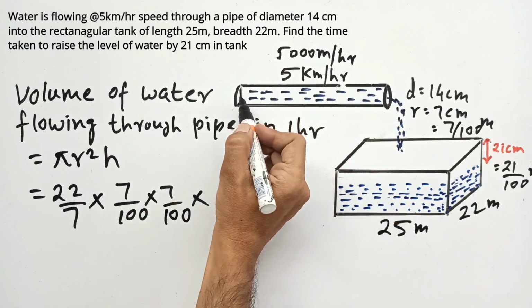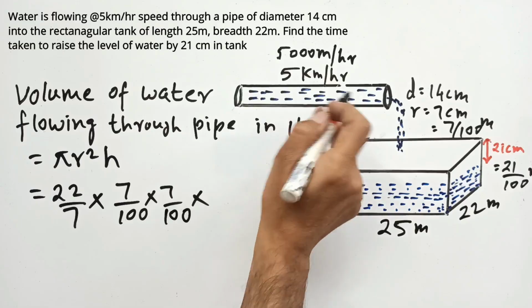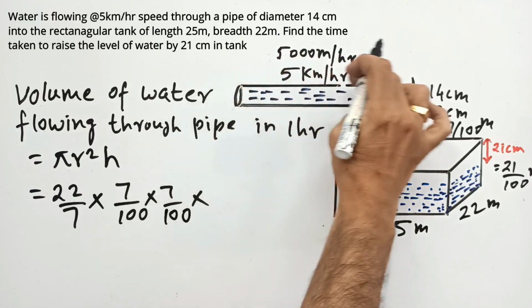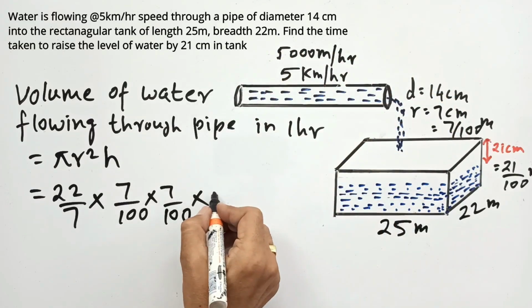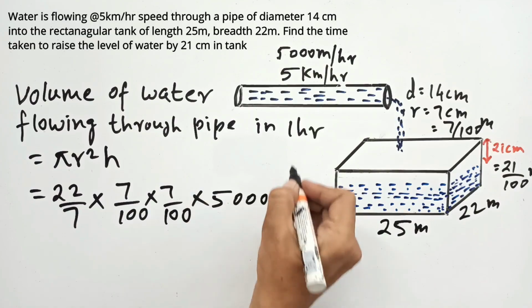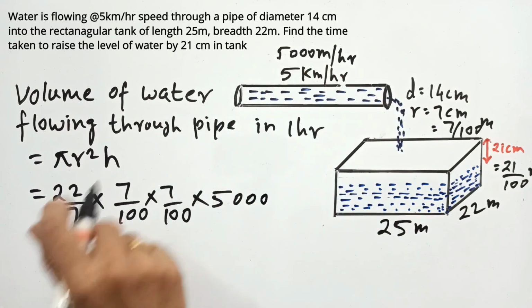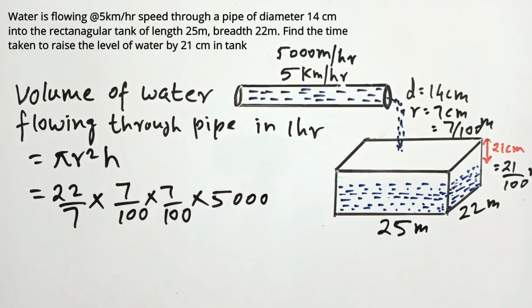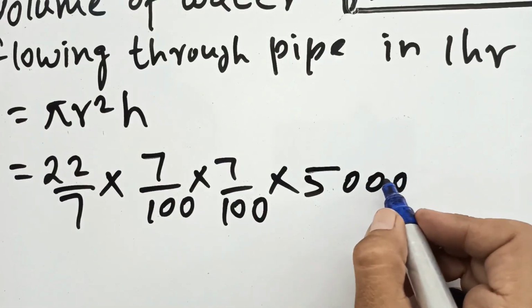Listen, it doesn't mean the length of the pipe, it means the length of this water. This water is 5000 meter in 1 hour. It's covering this length of pipe, 5000 meter. Focus on calculations.